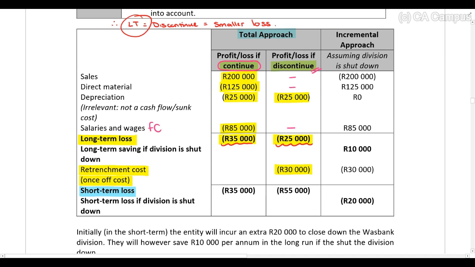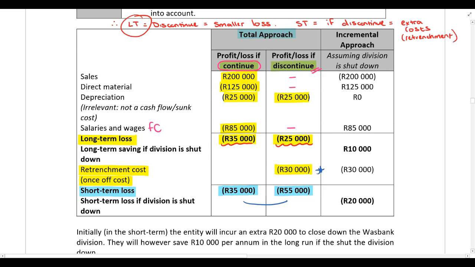So in the short term, guys, if we continue, we have a loss of 35,000. If we discontinue, we have a loss of 55,000 in the short term, because in the short term, I have to pay these retrenchment costs. So you can see in the short term, we're actually worse off by discontinuing, because in the short term, it's more expensive if we discontinue. So in the short term, if we discontinue, we incur extra costs because of the retrenchments.